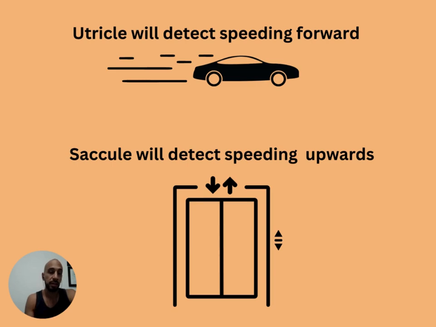The utricle will detect horizontal movement. So if you're in a car speeding from 0 to 60 miles per hour, then your utricle will detect that. If you take an elevator in a high rise and go really quick, your saccule will detect that sense and change of gravity as you ascend in the elevator.